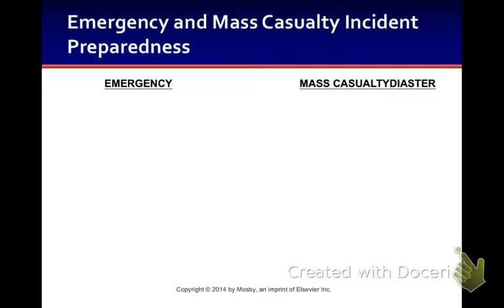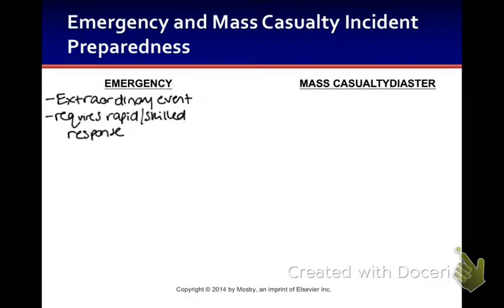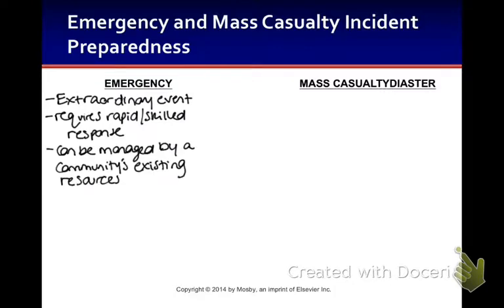All right. So there's a difference between emergency and mass casualties and how we prepare for it. An emergency is an extraordinary event, something out of the ordinary. It does require a rapid and skilled response, but it can be managed by a community's existing resources.